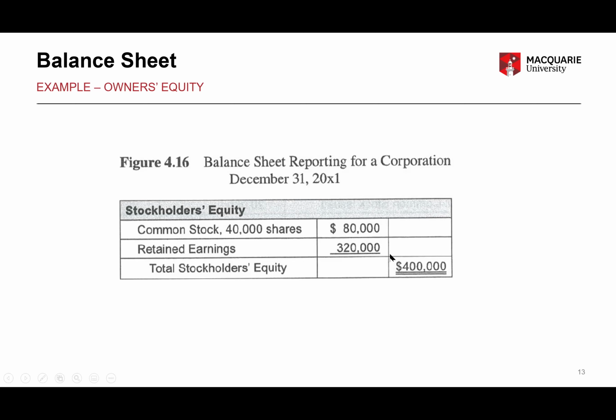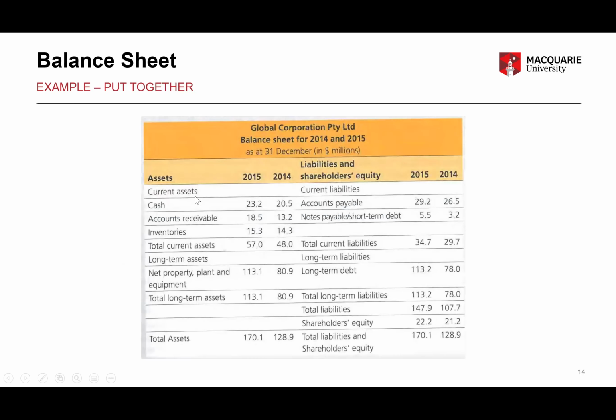But we'll add those together, and often as we look at Woolworths later, we'll see that often a third element here in shareholders' equity is reserves. So we'll talk about that later on as well. So if we put all of this together, we can see this example of Global Corporation Proprietary Limited.